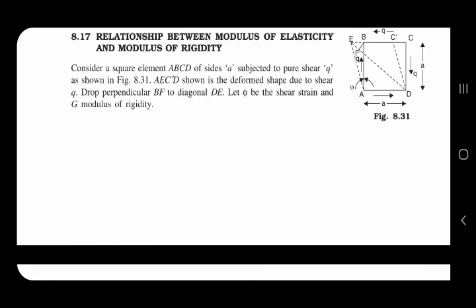Now in the next lecture we will see the relationship between the modulus of elasticity, modulus of rigidity and bulk modulus for an application. So in the next lecture we will see the relationship between the modulus of elasticity, the modulus of rigidity and the bulk modulus.